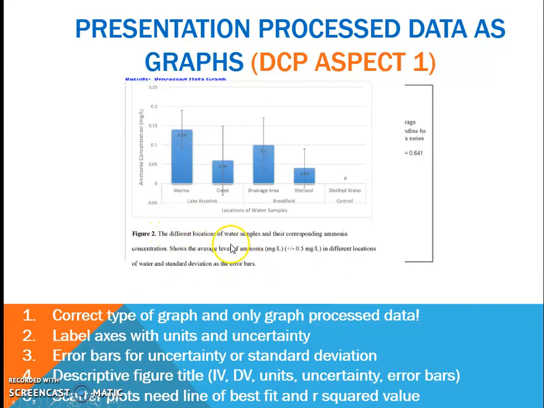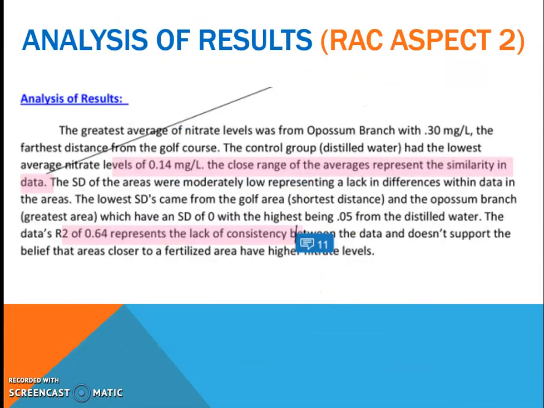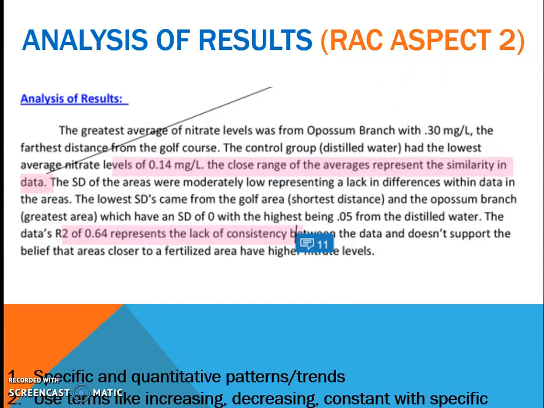And it also tells me the amount of error. All right, so this one's a pretty good one for a bar graph. Next section, we finally made it to aspect 2.